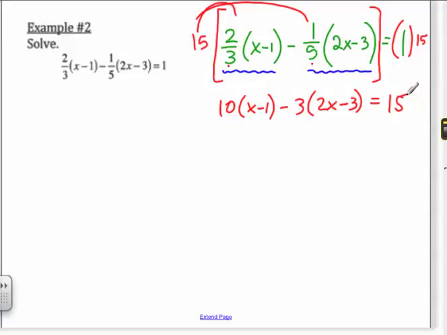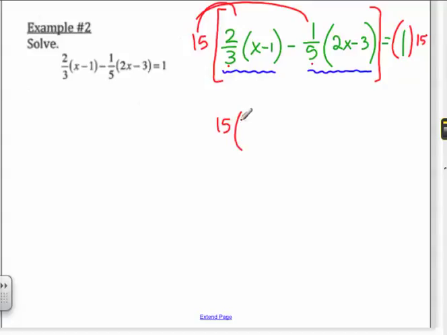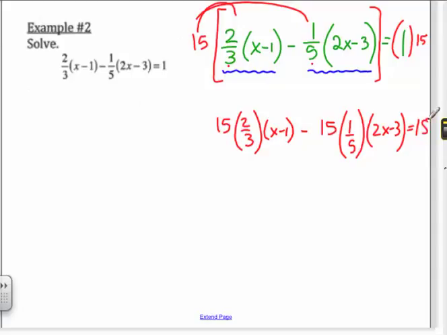Okay? All right? Let me hold on a second. Does everybody see that? I just distribute it to those two terms. Okay? Now Jordan's shaking his head no. Jordan, what if I do this? Instead of simplifying it, now I'm just going to say, okay, so it's 15 times 2/3 times x minus 1. You agree with that? Minus 15 times 1/5 times 2x minus 3 equals 15. Do you agree with that?